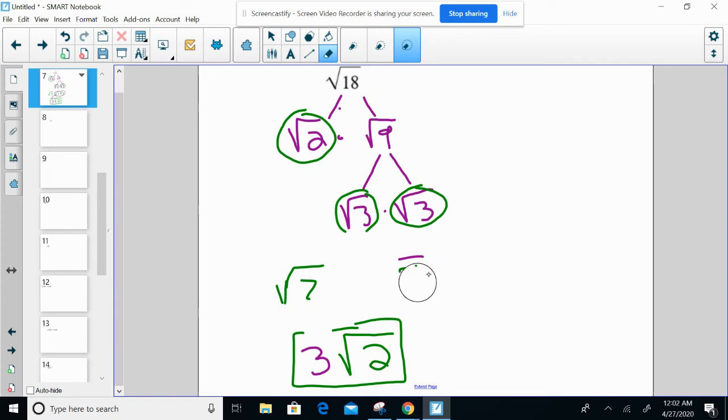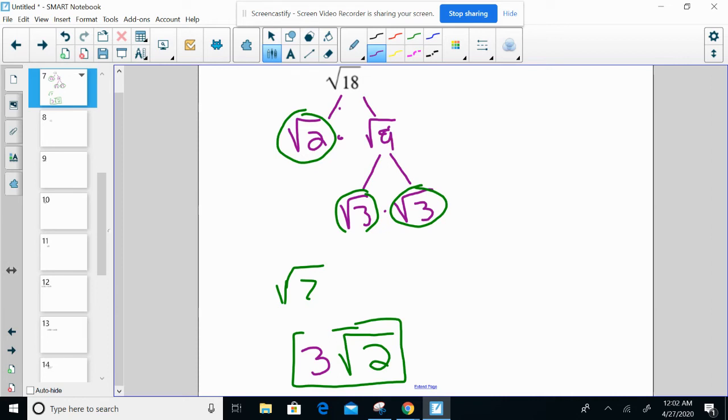Now, the reason that we look for pairs is this. Think about it this way. What's the square root of 9? Square root of 9 is the number 3. That's where that 3 is coming from. But rather than stopping at the 9, I think it's just easier to look for pairs.